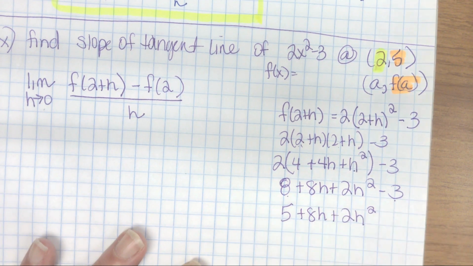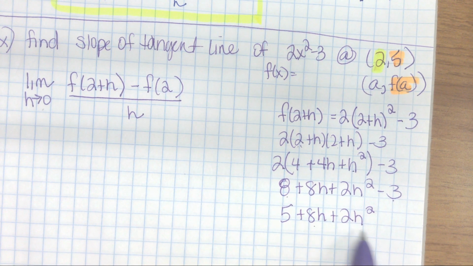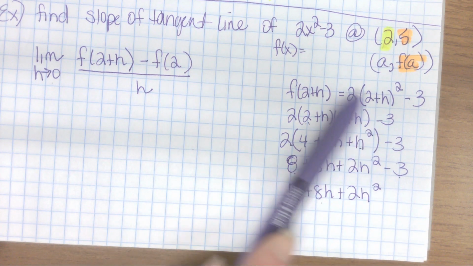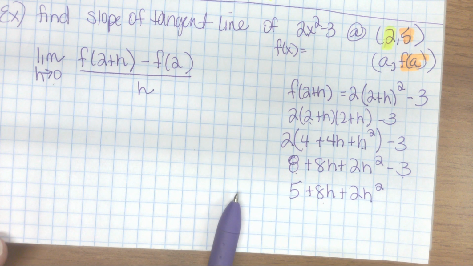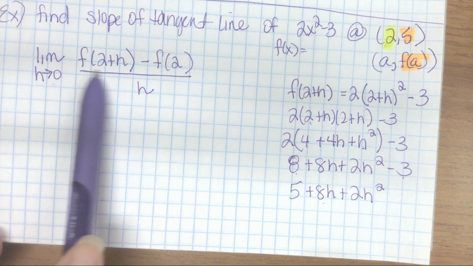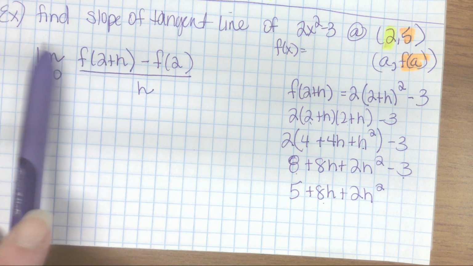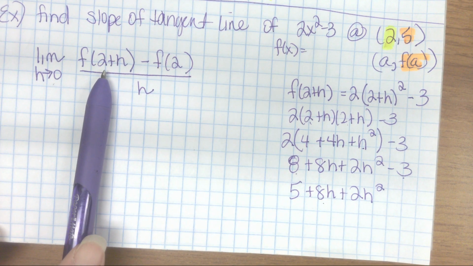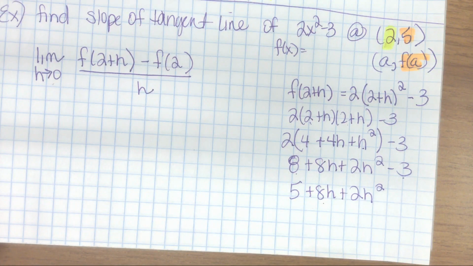Did you get 5 plus 8h plus 2h squared? So the reason why I have people do that on the side is that I had to do a lot of work to evaluate that. Some are less work than others, but that is what I'm going to put in for this. And if I had tried to put it in there, there wouldn't have been enough room to do that work. Okay. All right, let's put it in the formula and let's try to figure out the slope.